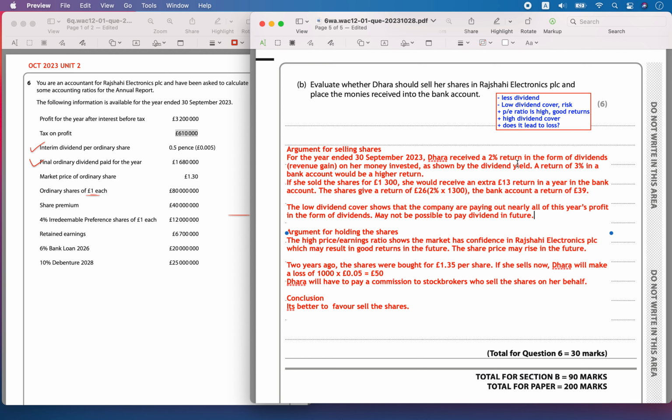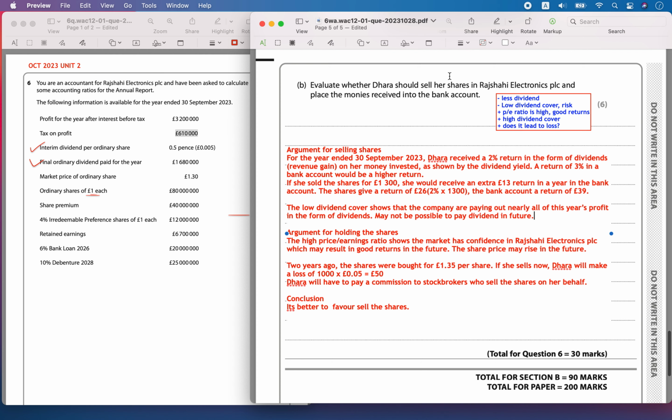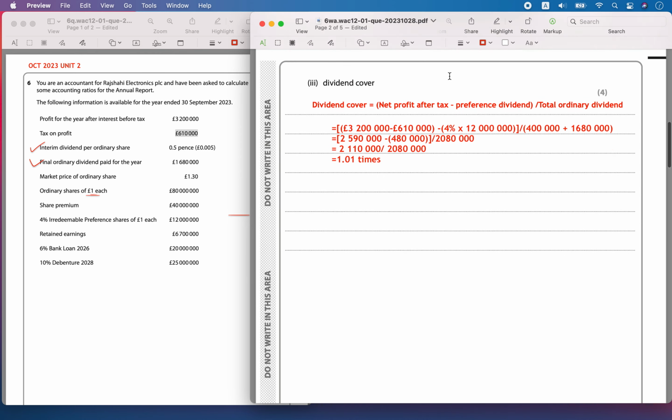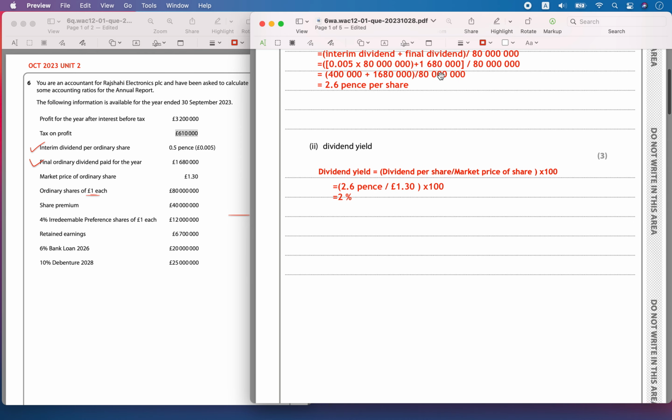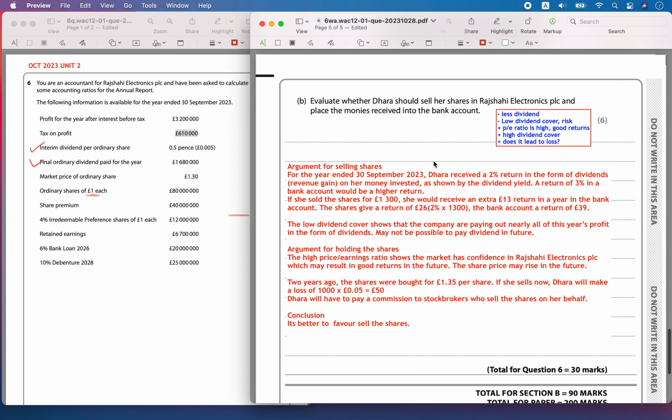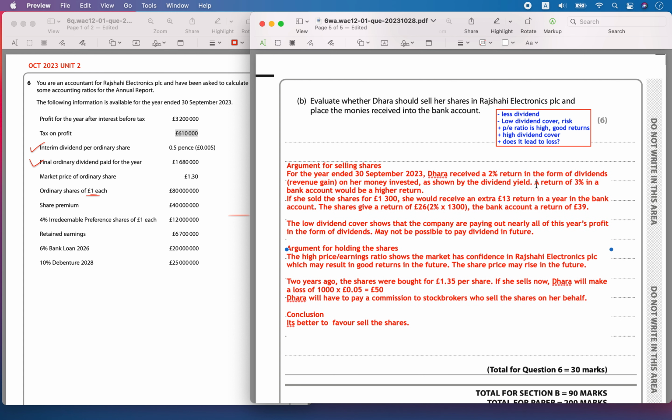Dhara is going to receive a 2% return in the form of dividends. How did we calculate it as 2%? Because we had already calculated the dividend yield. So she is going to get a 2% return in the form of dividends. If she had invested in the bank, she would get a return of 3%, which is higher.